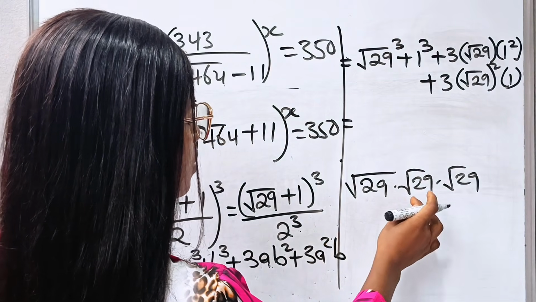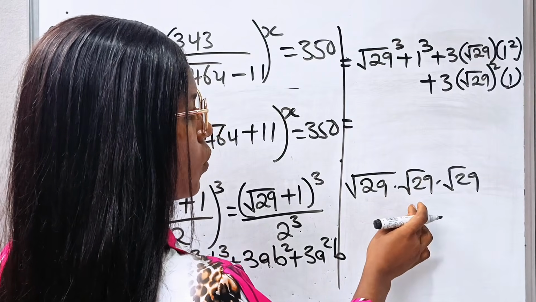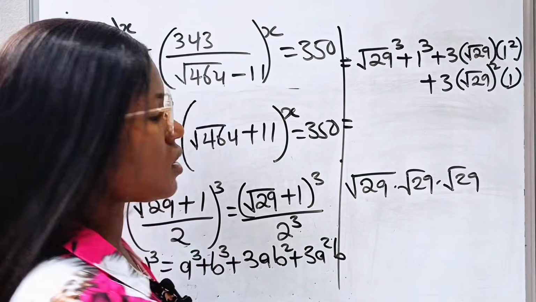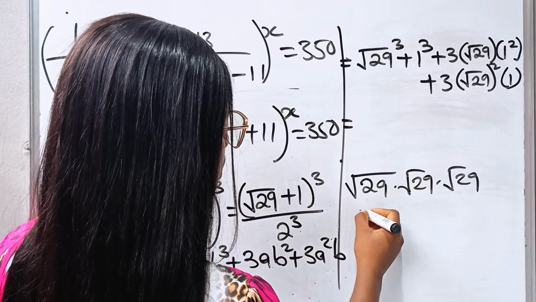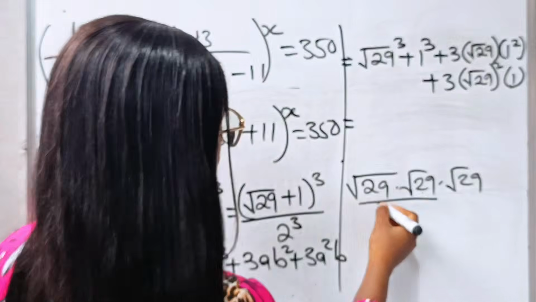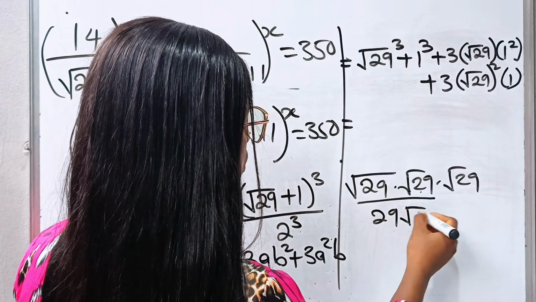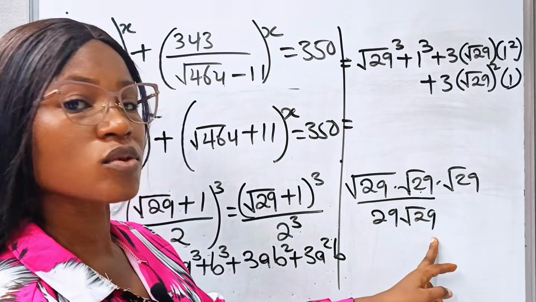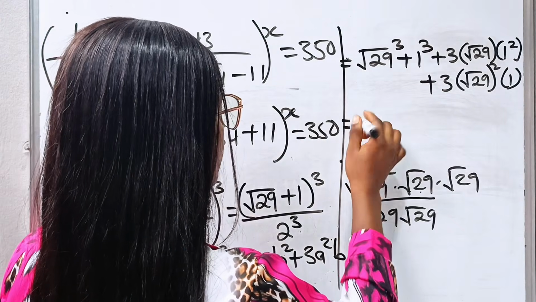So you can see that this is root 29 squared, and root 29 multiplied by root 29 will give us 29. Root 29 multiplied by root 29 is 29, so we have 29 root 29. So we are going to replace this with 29 root 29.